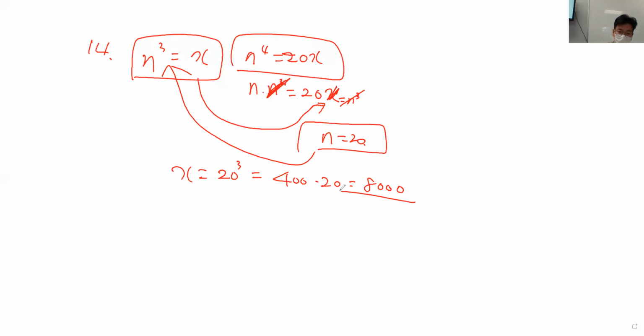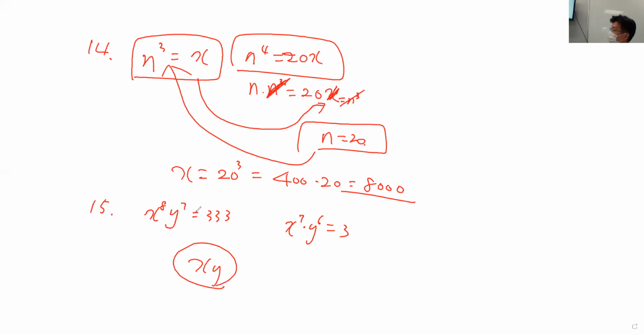So always you are given two equations. You have to see which one goes with which one, okay? And then number 15: x to the 8th, y to the 7th is 333. X to the 7th, y to the 6th is 3. What is the value of xy? So xy is the value you're looking for. Then this one is 8 and 7. This one is 7 and 6. So we have to utilize this one somehow to get what we want here.